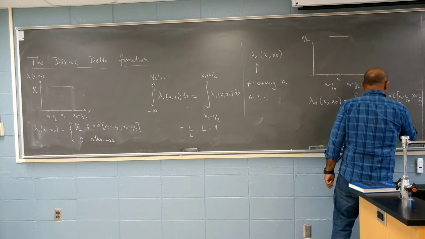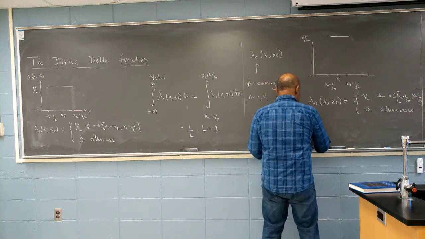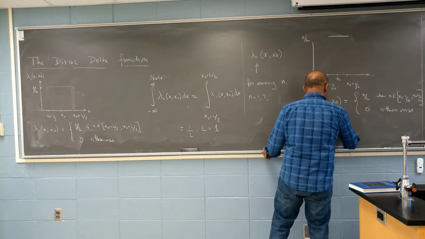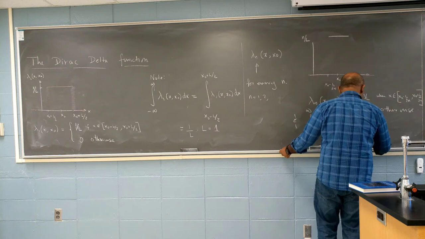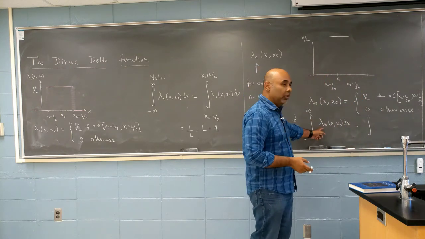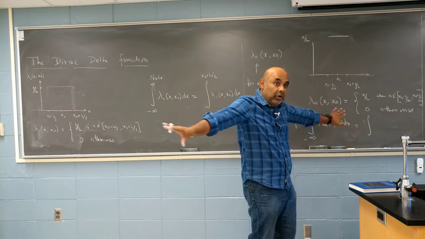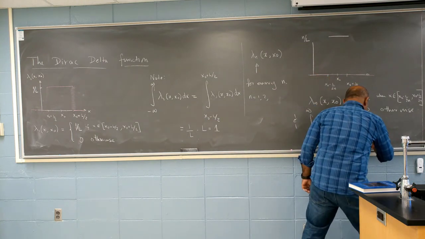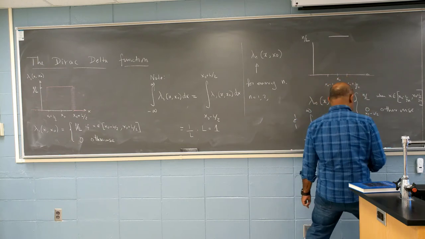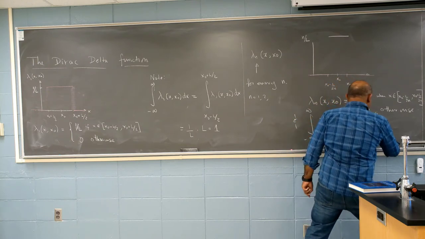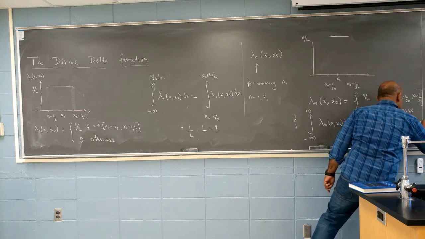Zero. And the integral of lambda n x0 dx from minus infinity to infinity. Again, my domain has become much smaller that I'm going to integrate over. This is almost 0. It is 0 in a very large part of the number line, except for here, and here the value is n/L dx. Once again, we get n/L times L/n equals 1.